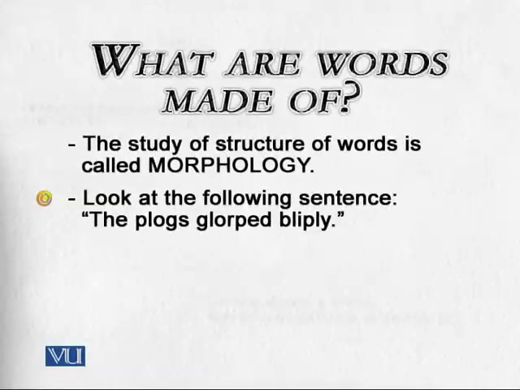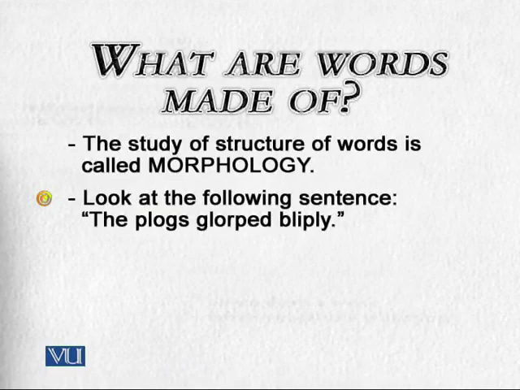I mean to say, it is not the smallest unit. It's composed of two morphemes: one is plog, and the second morpheme is the plural marker, S. So these are two morphemes. Exactly the same way, glopped also is not the smallest unit in this sentence. It also consists of two morphemes: number one, glop as a word, one morpheme, and second, of course, its past marker, ED. And the same way, bliply is also composed of two morphemes: one is blip and second, the adverb marker, ly. So in this sentence, we found three words and six morphemes.